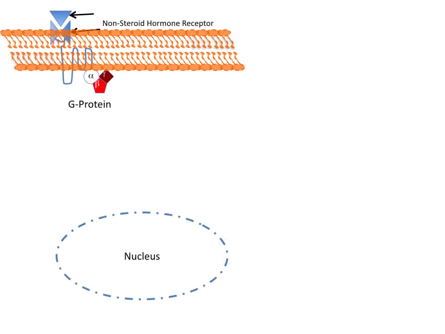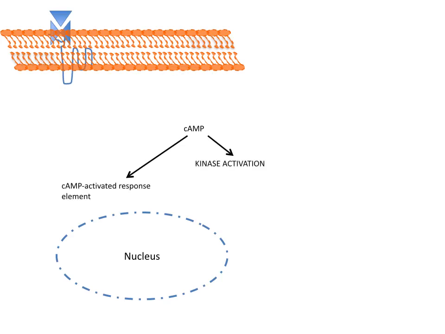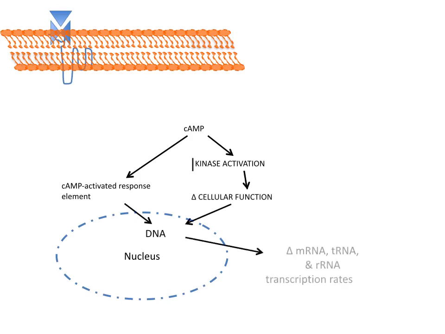In this pathway, we're going to look at the cyclic AMP activation. What we have is the activation of the G-linked protein. This activation of the G-linked protein will activate adenylyl cyclase, which activates a cyclic AMP. By activating a cyclic AMP, we either activate the response element or a kinase. The kinase changes cellular function by itself.